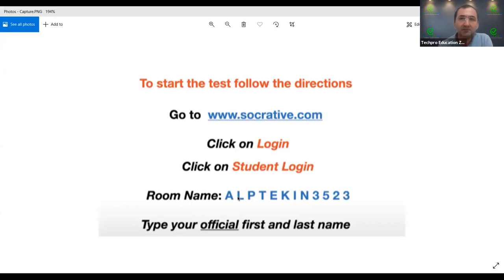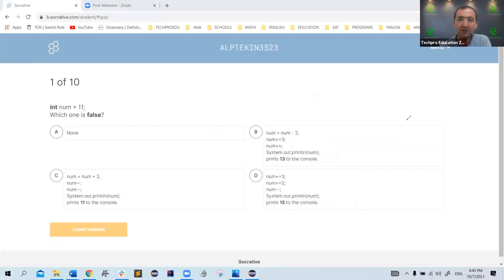This is the first question. Yesterday I couldn't open these ones. I had some problem, but today I could fix it. We declare an integer data type, name is num, and the value is 11. Which one is false? When we say which one is false, that does not mean one of them is false which you can't see. Okay, I see. Do you see now?